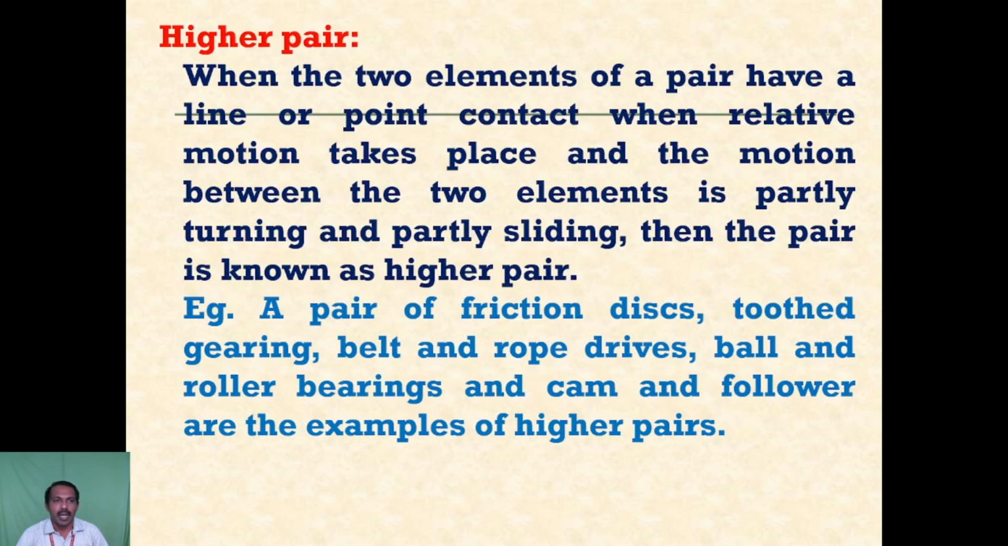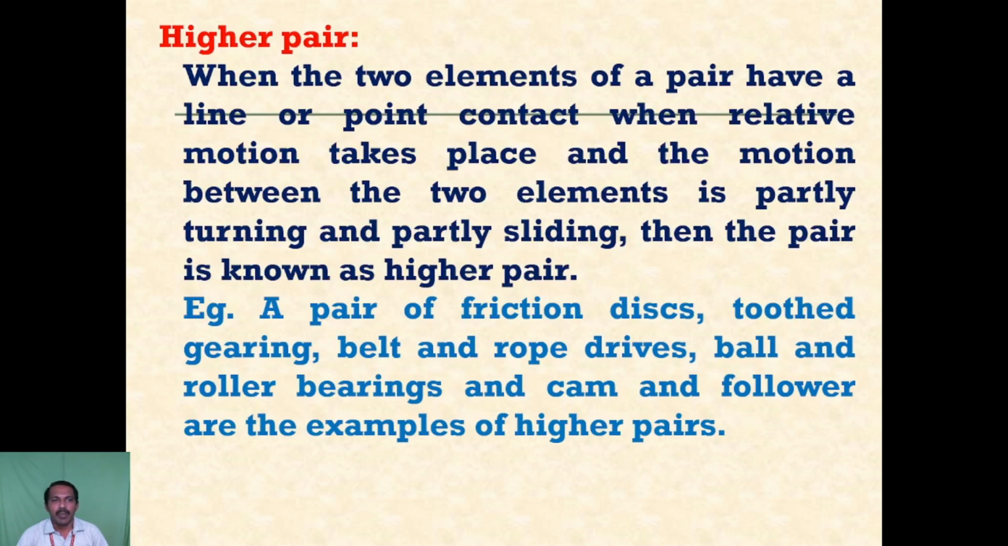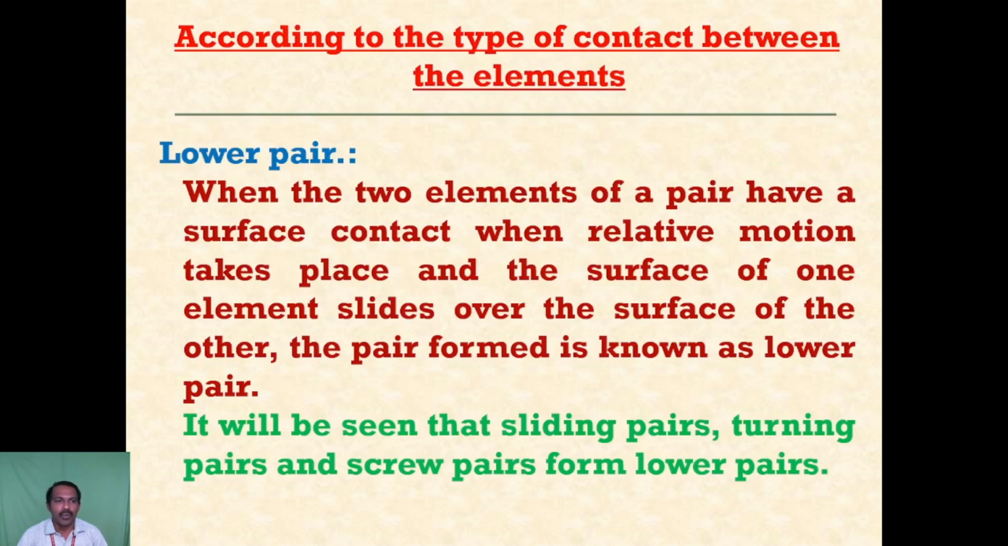Then the higher pair. A higher pair has a line or point contact. The lower pair means a surface contact, and the higher pair means a line or point contact when relative motion takes place. For example, a pair of friction discs, belt and rope drives, ball and roller bearings, and cams and followers are good examples of higher pairs. So the examples of lower pair are the turning pair and screw pair.